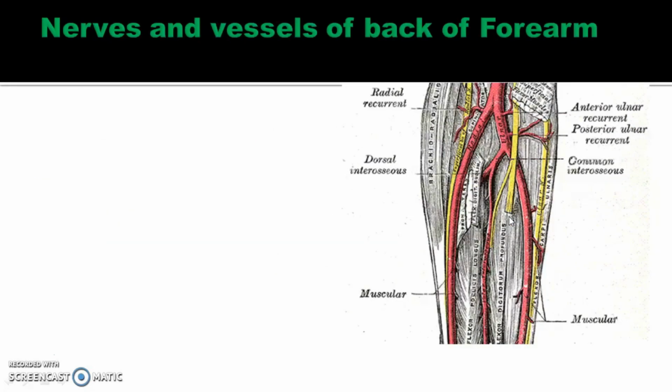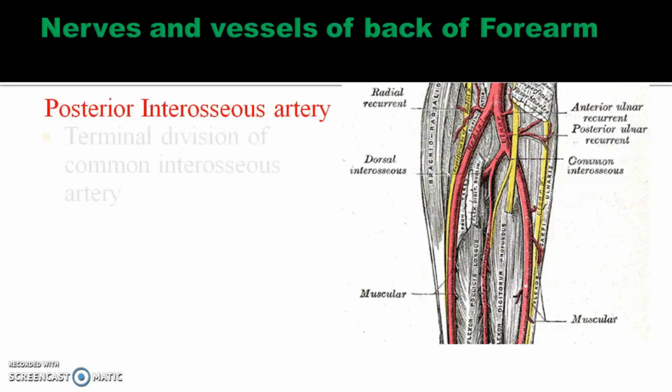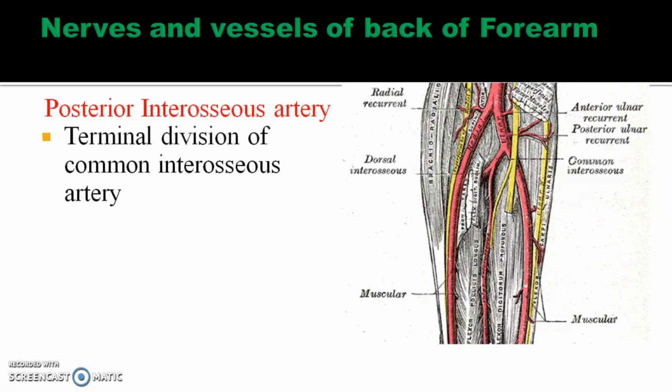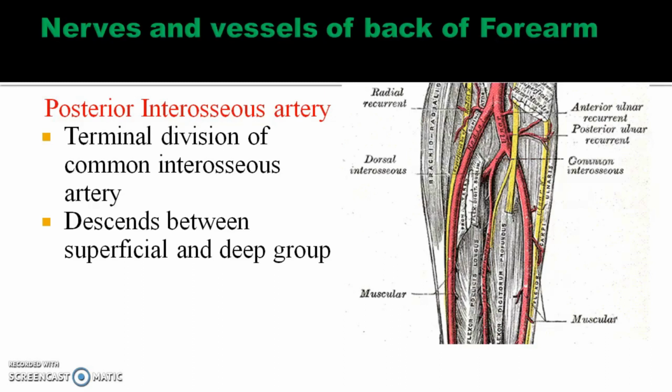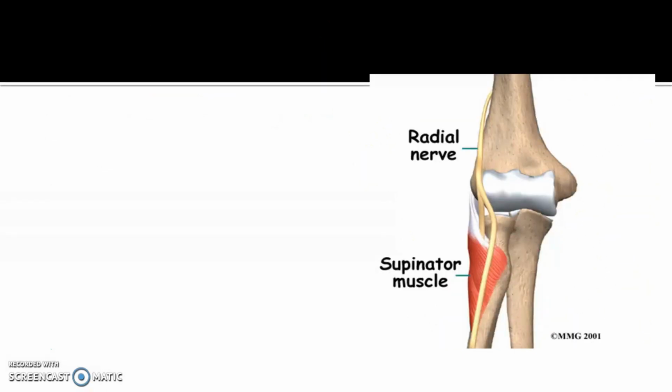So talking about nerves and vessels of the back of forearm, we will be having posterior interosseous artery, which is a terminal division of common interosseous artery. This common interosseous artery is again a branch of ulnar artery, which you know already, and this posterior interosseous artery descends between the superficial and deep groups of muscles of posterior compartment, and at last it ends in dorsal carpal network. So it is by forming dorsal carpal network it will end off. So that's all about posterior interosseous artery you have to know.